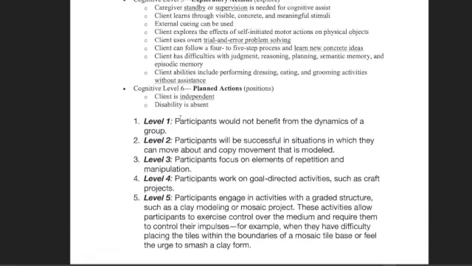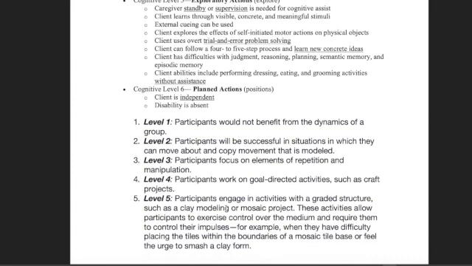All right, at level 5, exploratory, they can engage in activities with graded structure. So still a craft activity, but a little more difficult. So maybe some clay modeling or a mosaic project. The activities are going to allow them to exercise control over a medium and require them to control their impulses.